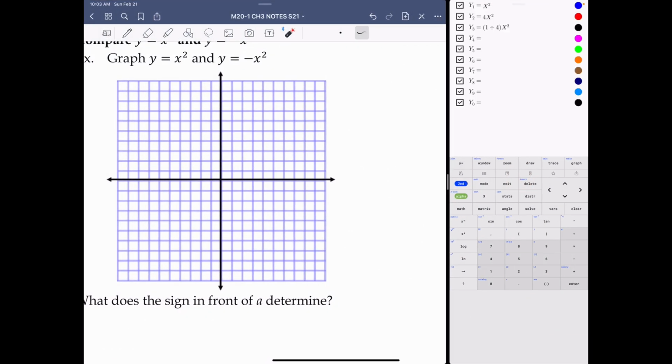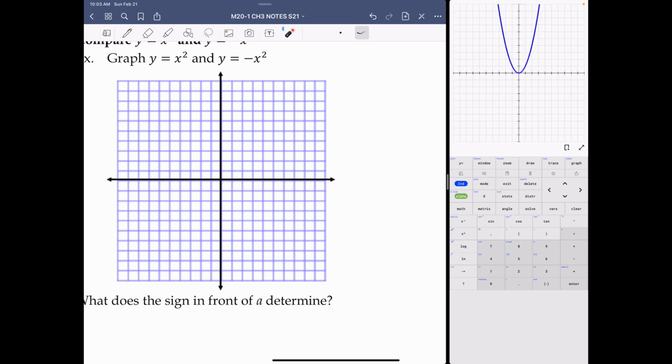Go back to our y equals. We already have y equals x squared. Just clear y2 and y3. Graph y equals x squared. Again, we should be pretty good at this one by now. We have a vertex at (0, 0). When x is -1, y is 1. When x is -2, y is 4. When x is -3, y is 9. And it's symmetrical on the other side of the y-axis.